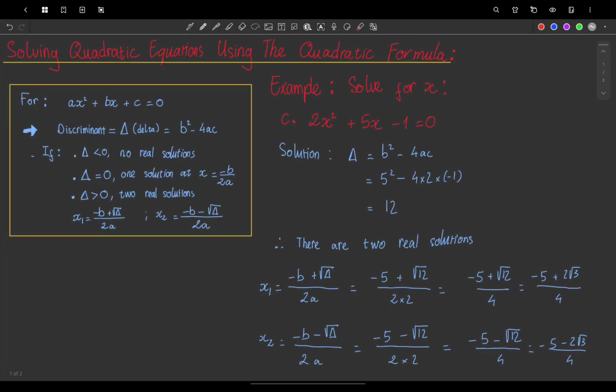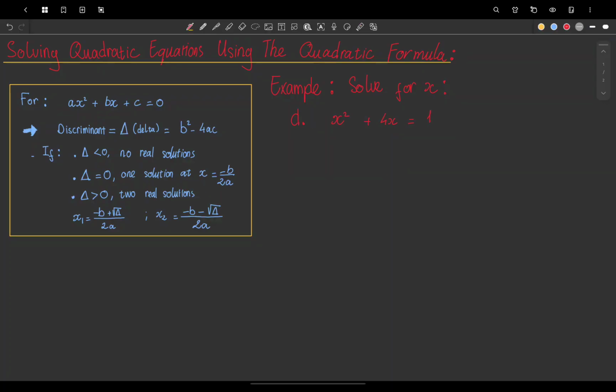Now let's try another one before we go. Alright, so here we have another example. The example is x squared plus 4x equals 1. It might not look as straightforward as the examples we've been doing so far, because it doesn't come in this form here, ax squared plus bx plus c equal to 0. But all we need to do is rearrange it a little bit.